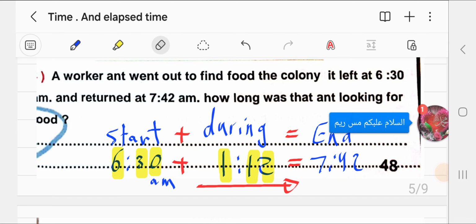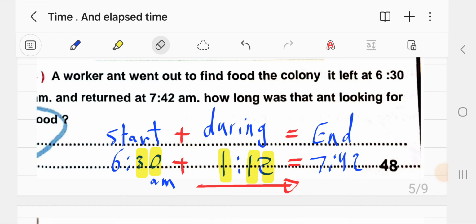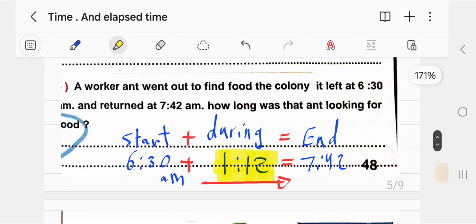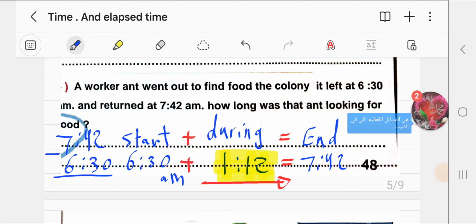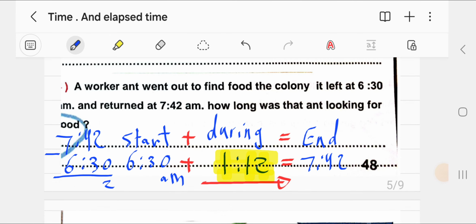that the ant take during the work. So this is the time the ant takes until she starts working. And we can solve this another way: 7:42 minus 6:30, become 12, and here make it subtraction.